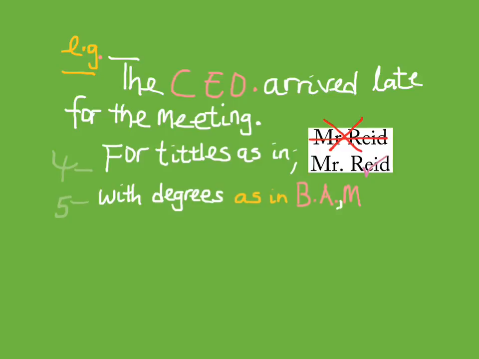We also use full stops when we're talking about degrees such as Bachelor of Arts, Master of Science, and PhD, Doctor of Philosophy. In between each of the letters in the abbreviations of the degrees, Bachelor of Arts is B, full stop, A, full stop, and then M for Masters, full stop, S for Science, full stop, and Ph, full stop, D, full stop. So you also use the full stop when talking about degrees.